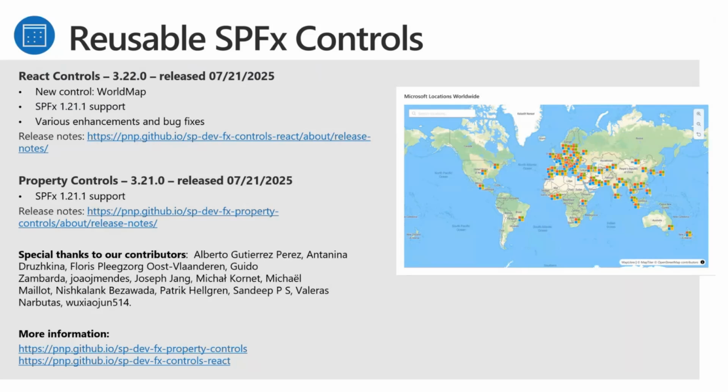We have two sets of libraries. One is the React controls, the other one's property controls. We are at version 3.22 on the React controls with a new control called the world map. We have now SPFx 1.21.1 support, and we have various enhancements and bug fixes. On the property control side, we're at version 3.21, and we now have SPFx 1.21.1 support. We'd like to thank all the contributors who are helping with this. You make a huge difference. And if you haven't tried these controls, go take a look.